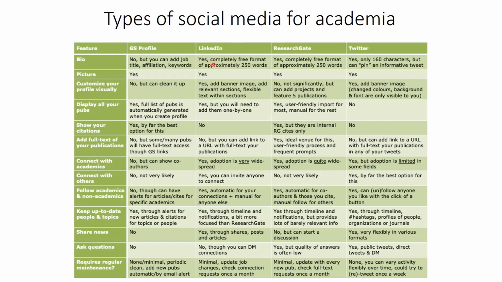But, comparing to Google Scholar, you can put your biography, customize it, all that's fine. You can display as many pubs as you want, but you have to manually put them in. So that's the trade-off. And you can add links with the full text of your publications as well. So that's good, but it's not automated. You have to do it yourself.